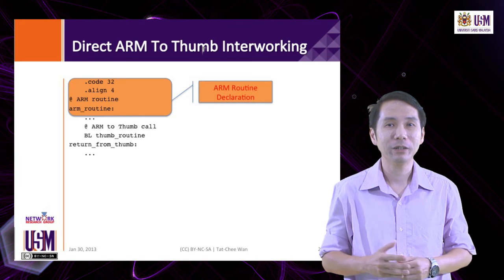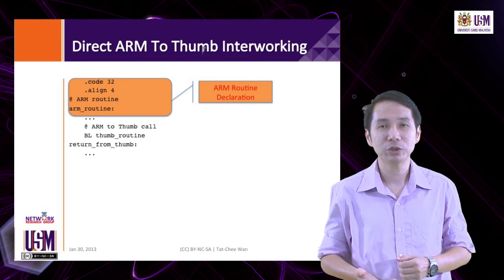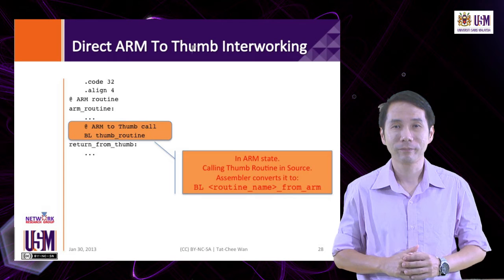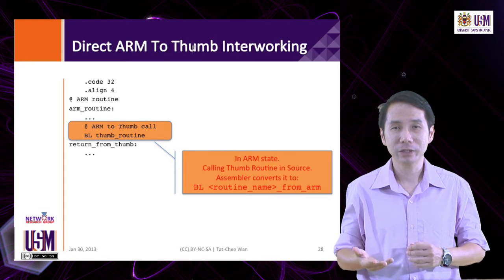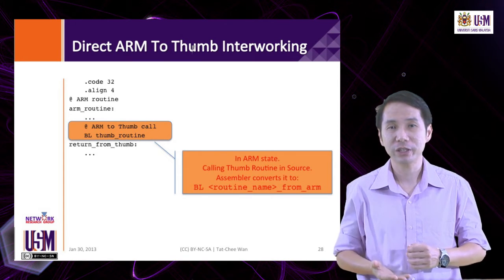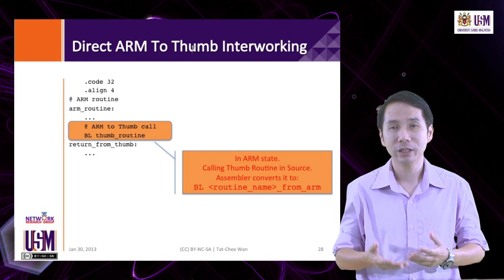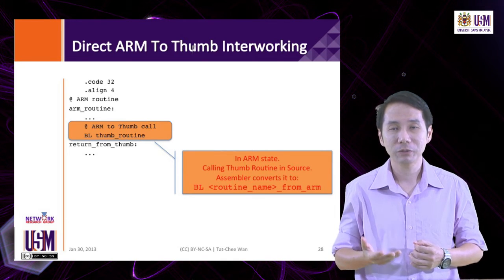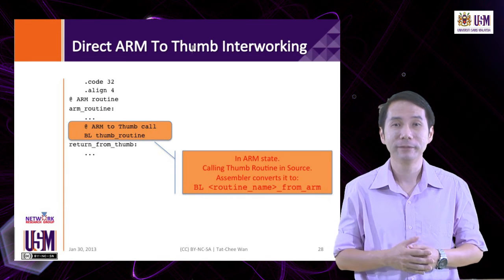Next, we shall look at how we perform direct ARM to thumb interworking. First, we declare the ARM routine as normal. Then somewhere along the line, we perform the call to the thumb routine as normal, which is using the branch and link instruction, and you just say branch and link to the thumb routine. However, the assembler will convert this into a branch and link to thumb routine from ARM instead.